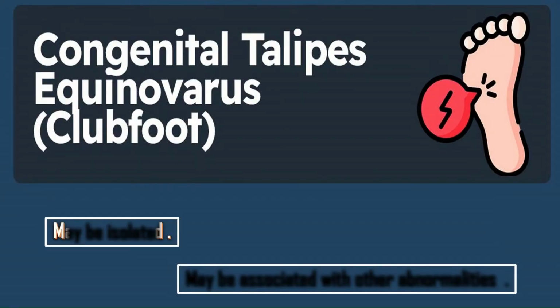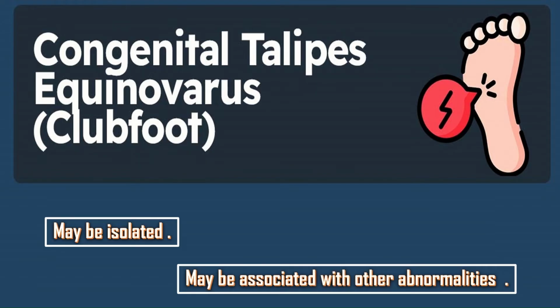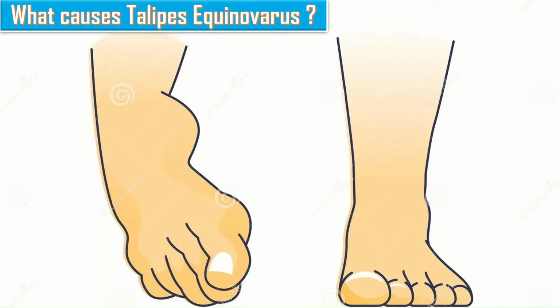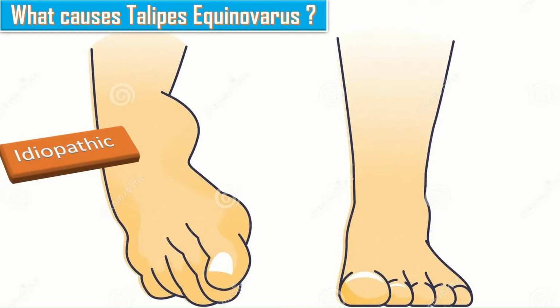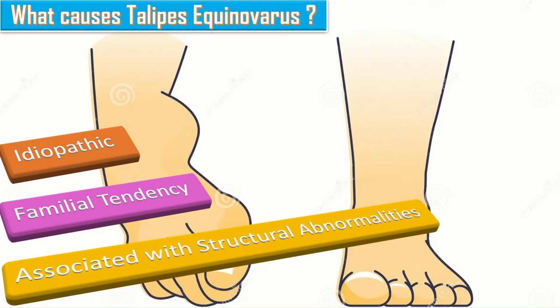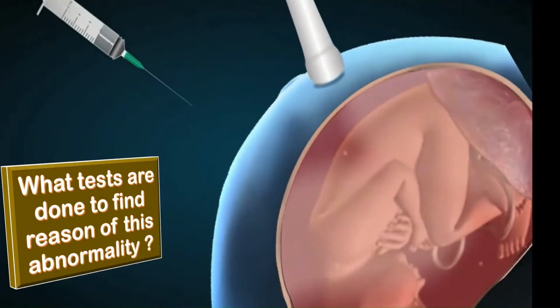This may be isolated, that is, it is the only problem the baby has, or it may be associated with other problems which may be genetic, chromosomal, or abnormalities of some other parts of the body. What causes clubfoot? In most of the cases, the cause is unknown. There is, however, a familial tendency, meaning some members of the family have this genetic disorder. It may also occur in combination with other abnormalities. The associated structural abnormalities include poorly developed hip joints, spina bifida, joint problems, or muscle weaknesses. What tests are done to find the reason for this abnormality?